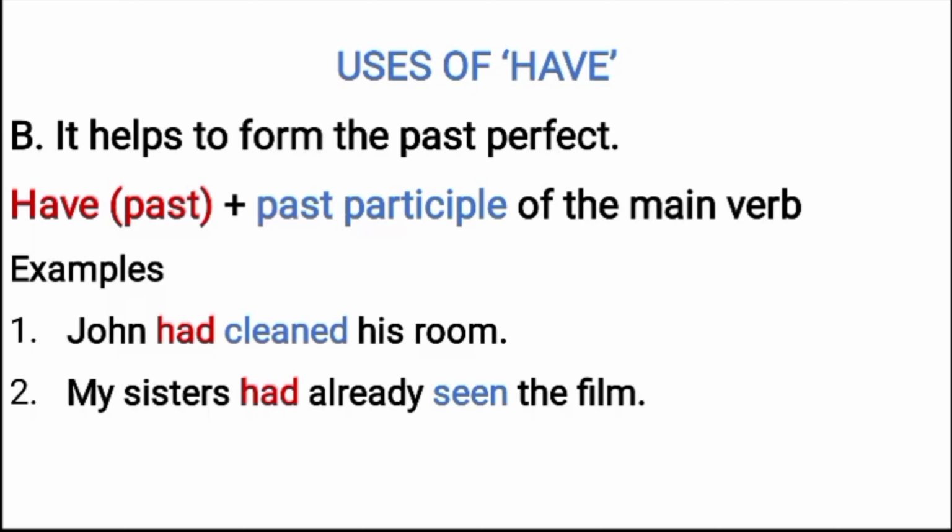1. John had cleaned his room. Had is the past tense of the auxiliary verb have and is therefore used together with the past participle form of the main verb, which is cleaned. Example 2. My sisters had already seen the film. Had is used together with the past participle form of the main verb see, which is seen.